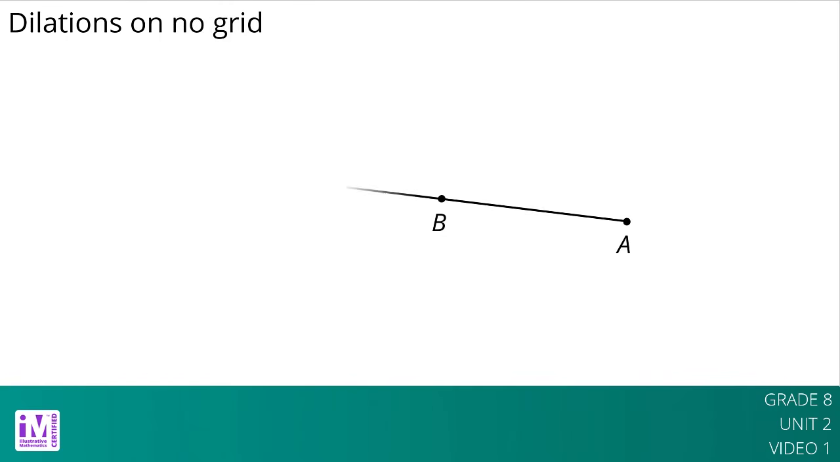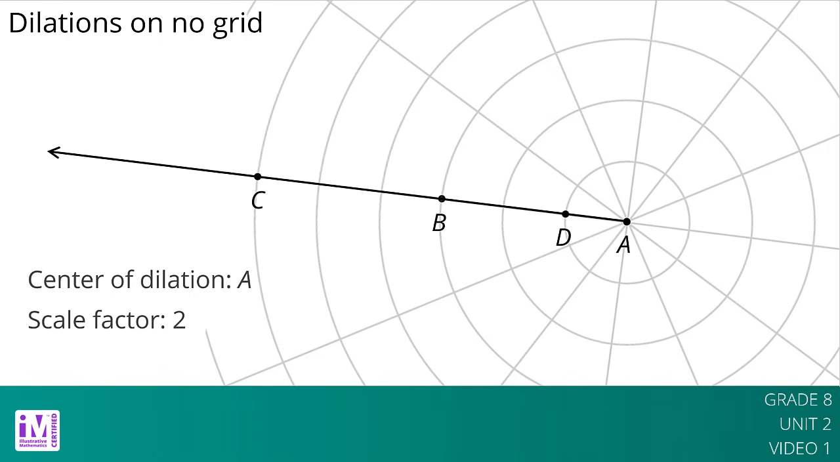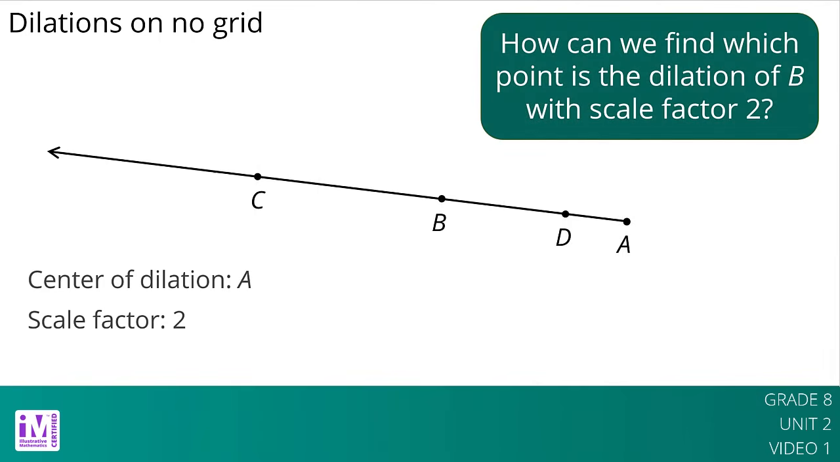Let's look at a dilation done without a grid. Here, point A is the center of the dilation. If we were using a circular grid, point A would be in the middle, and points B, C, and D would be on the same line. How can we find which point is the dilation of B with scale factor 2? Since the scale factor is larger than 1, the point must be further away from A than B is, which makes C the point we are looking for.